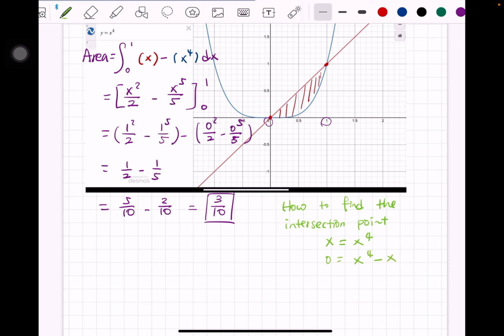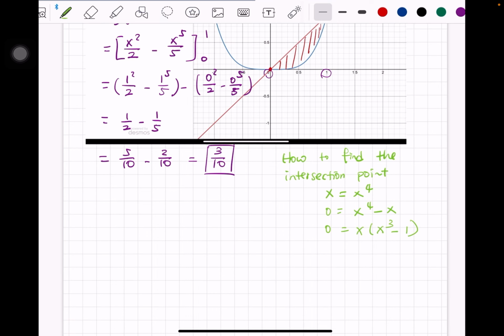And you're going to solve them using factoring. You cannot divide by x. So when you factor it, you get x times x cubed minus 1, where for x cubed minus 1, you can use the difference of cubes formula to get x minus 1 times x squared plus x plus 1. If you try to solve x squared plus x plus 1, it will never equal 0. So you have x equal to 0 and x equal to 1 as your two intersection points.